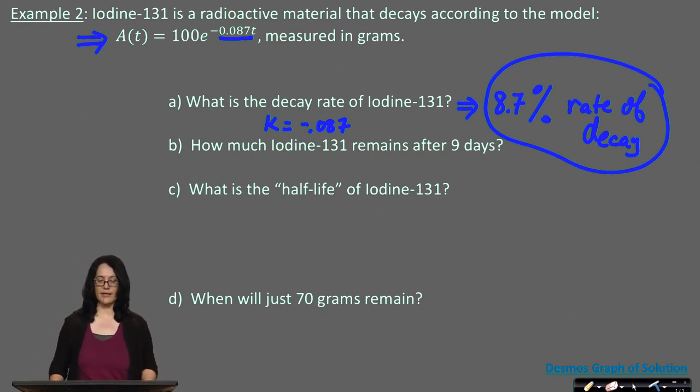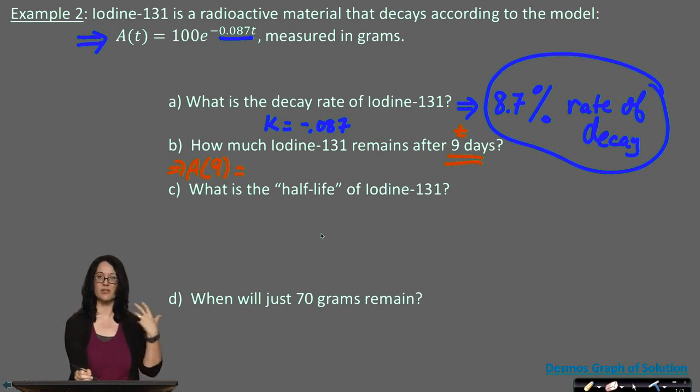The second question they ask you is, how much iodine-131 remains after 9 days? So where would 9 go in this model? Is 9 your time or is it your amount? It would be your time. Good job. This is your T. So they're really asking you to find A of 9.